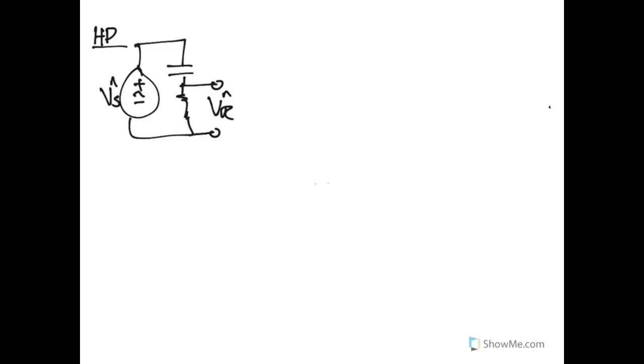For our high-pass filter, again for the sake of completeness, let's take a look at how we can find out what the corner frequency for this particular function is. Previously we've seen that the transfer function for this high-pass filter was a little complex expression: jwCR over 1 plus jwCR.